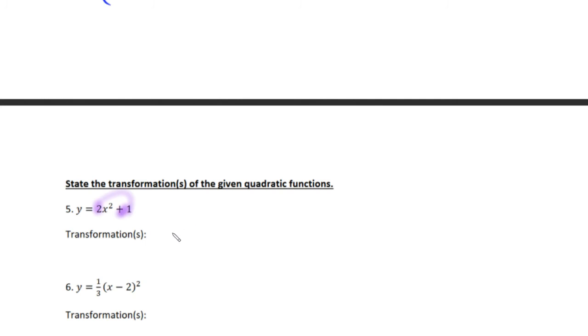The 2, and any number being multiplied by your x squared, is going to vertically stretch or shrink your graph. So the 2, since it's bigger than 1, is going to vertically stretch by a factor of 2. And the +1 here is going to go up 1. Simple enough. Here, this 1/3 is going to be a vertical shrink by a factor of 1/3. Then the -2 is going to move right 2.